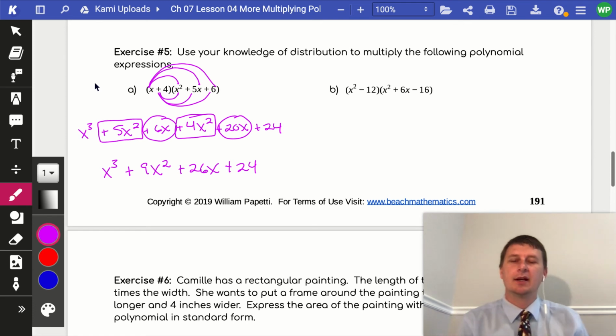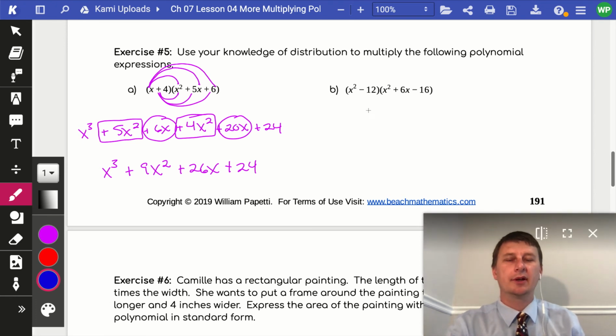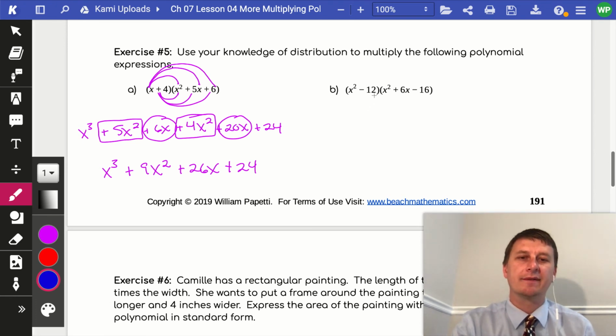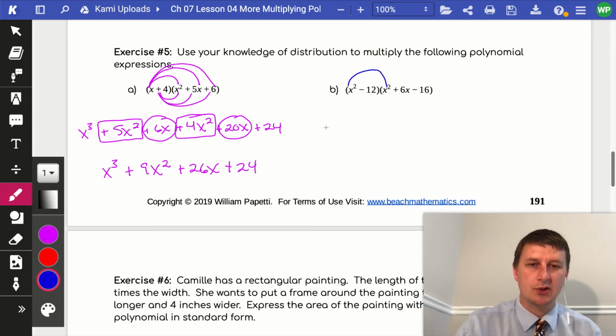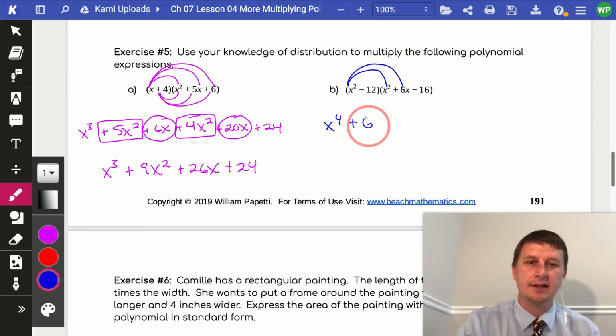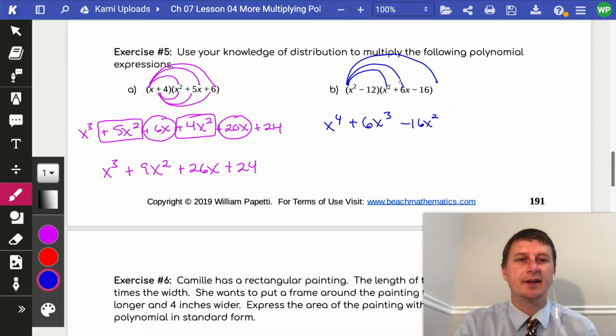Indeed. So now let's take a look at part B. Similar thinking, we're going to do the same thing. We're going to take the first term in the first set of parentheses and multiply by everything in the second set. So let's start off with x squared times x squared. We get x to the fourth. X squared times 6x, and we'll get 6x to the third. X squared times negative 16 is going to be negative 16x squared. And we've multiplied our first term of our first set of parentheses by everything in the second set.